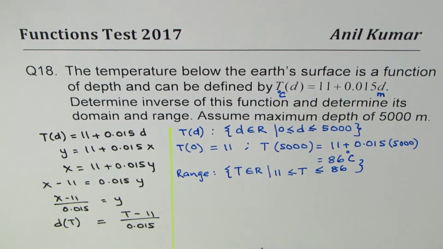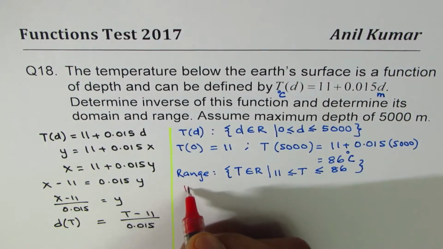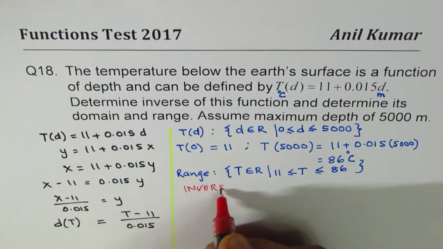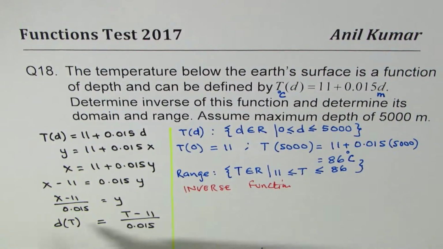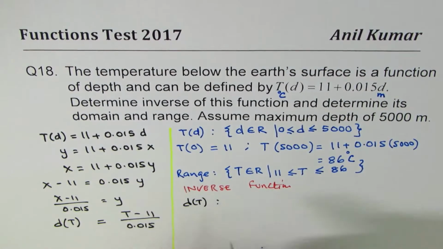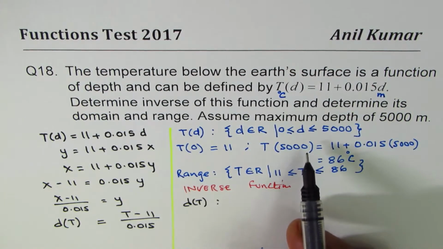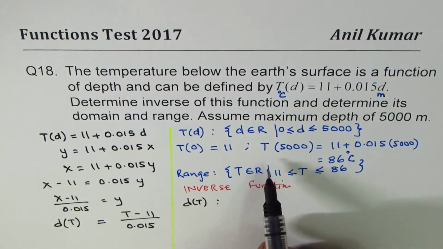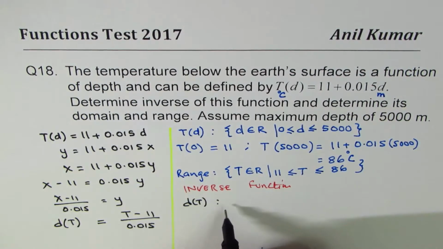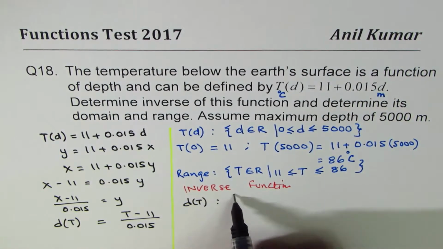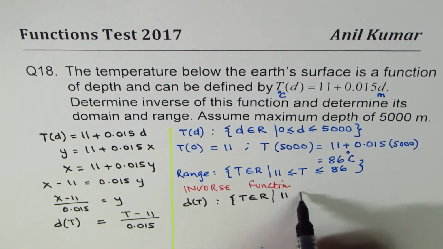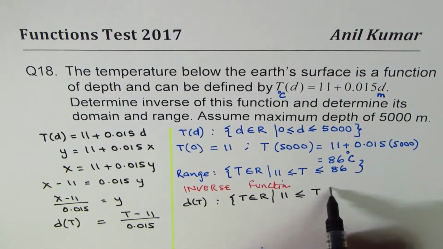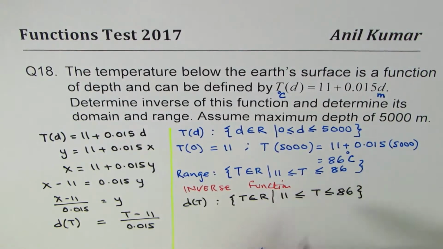Now let's find the domain and range of the inverse function, which is d of t. As you know, domain and range will flip. So the range becomes the domain in this case, correct? So we can say now that the domain is t belongs to real numbers, where the temperatures are between 11 and 86. Does it make sense to you? That is the domain.